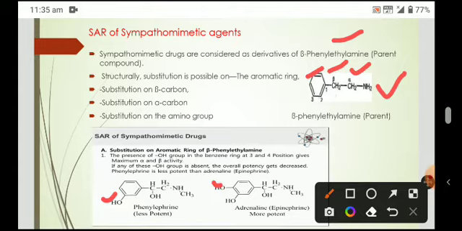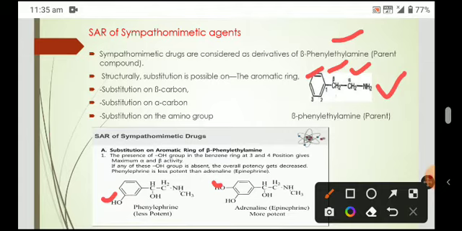It gives the maximum activity at alpha and beta receptors. So if OH groups are present on the third and fourth positions, that produces the maximum activity at alpha and beta receptors. An example is given here. Suppose an OH group is absent, the overall potency decreases, and if the OH group is absent at both the 3rd as well as the 4th position, such compounds have no activity.